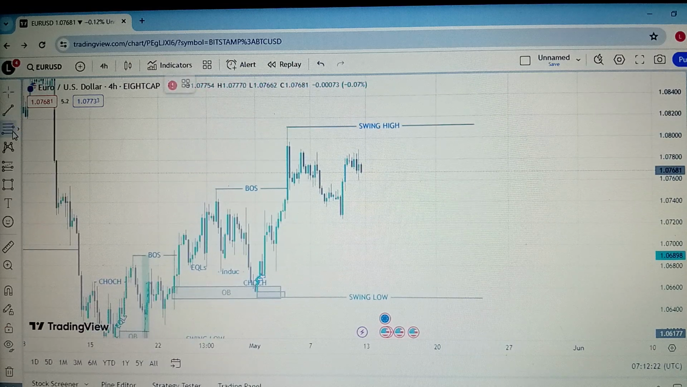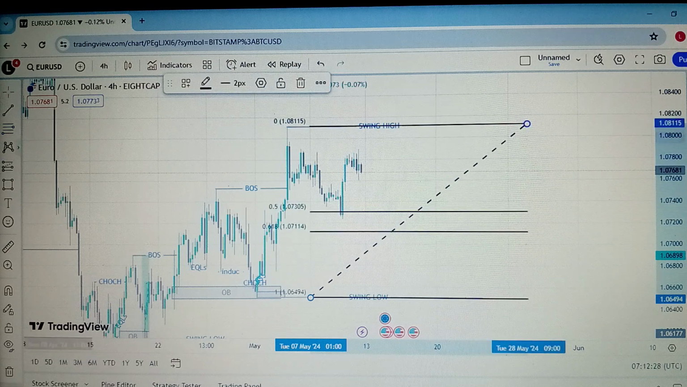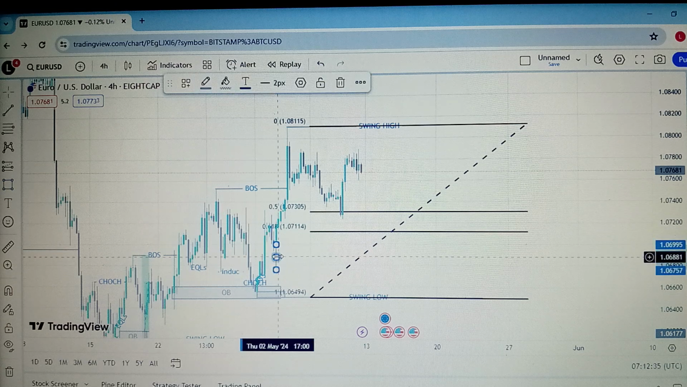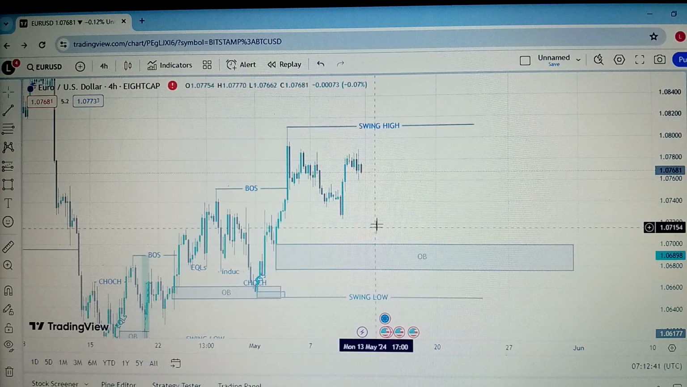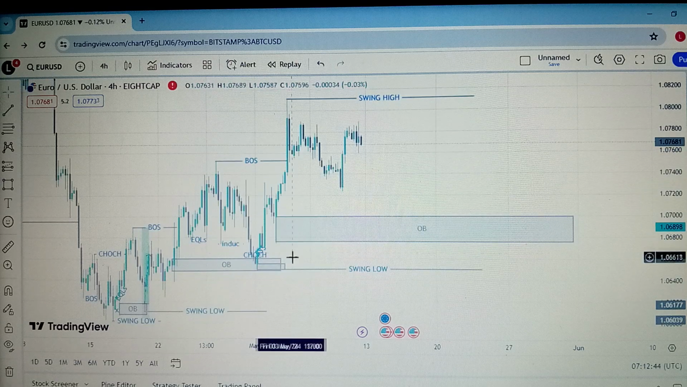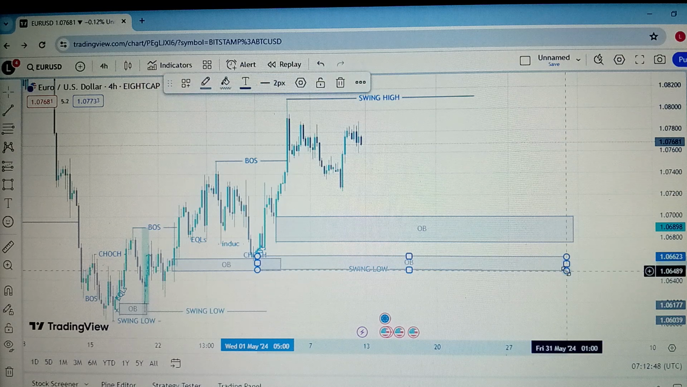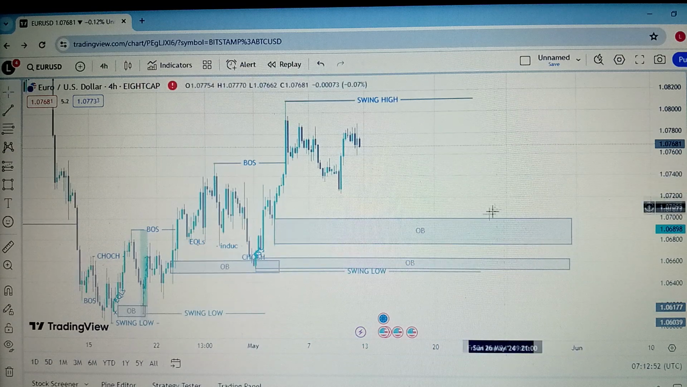I take out my Fibonacci to mark out my levels of discount pricing, and for order block number 1, I take the wick for our POI. I just move this, and order block number 2 is the order block we didn't tap into on the 15-minute time frame. So guys, what are we looking for?